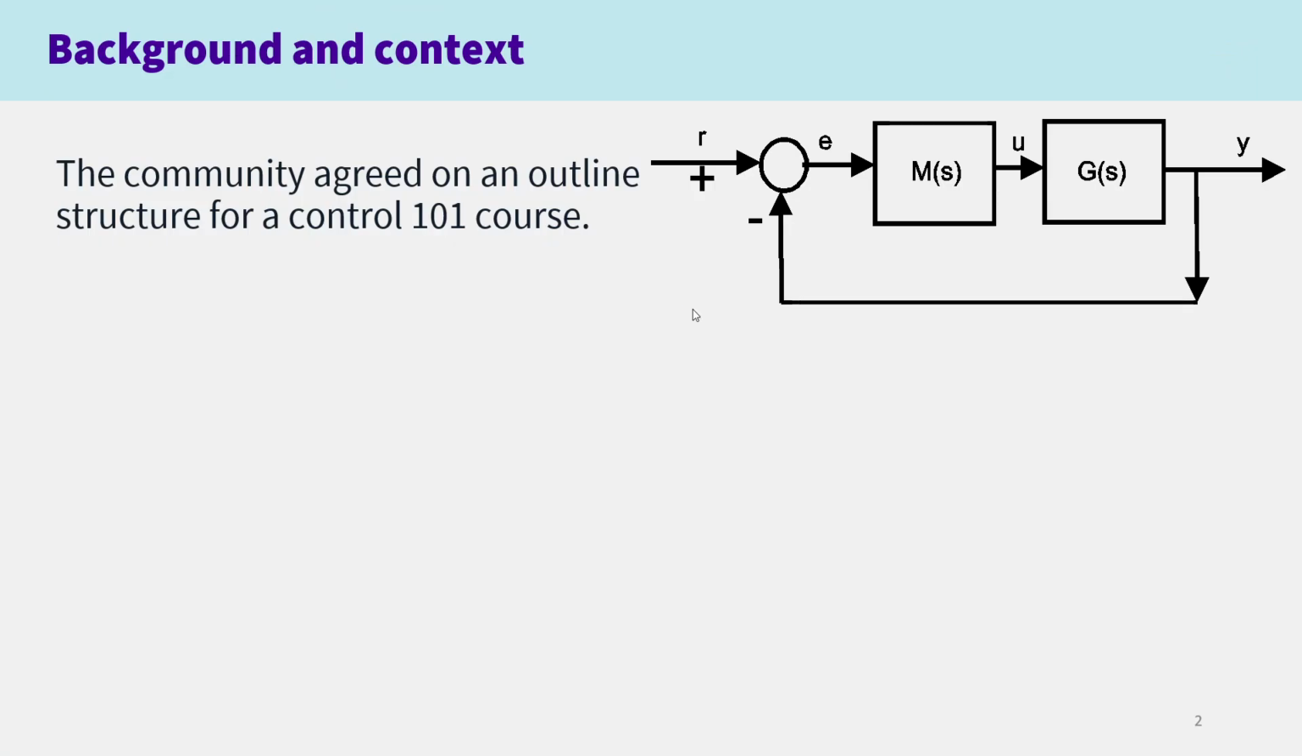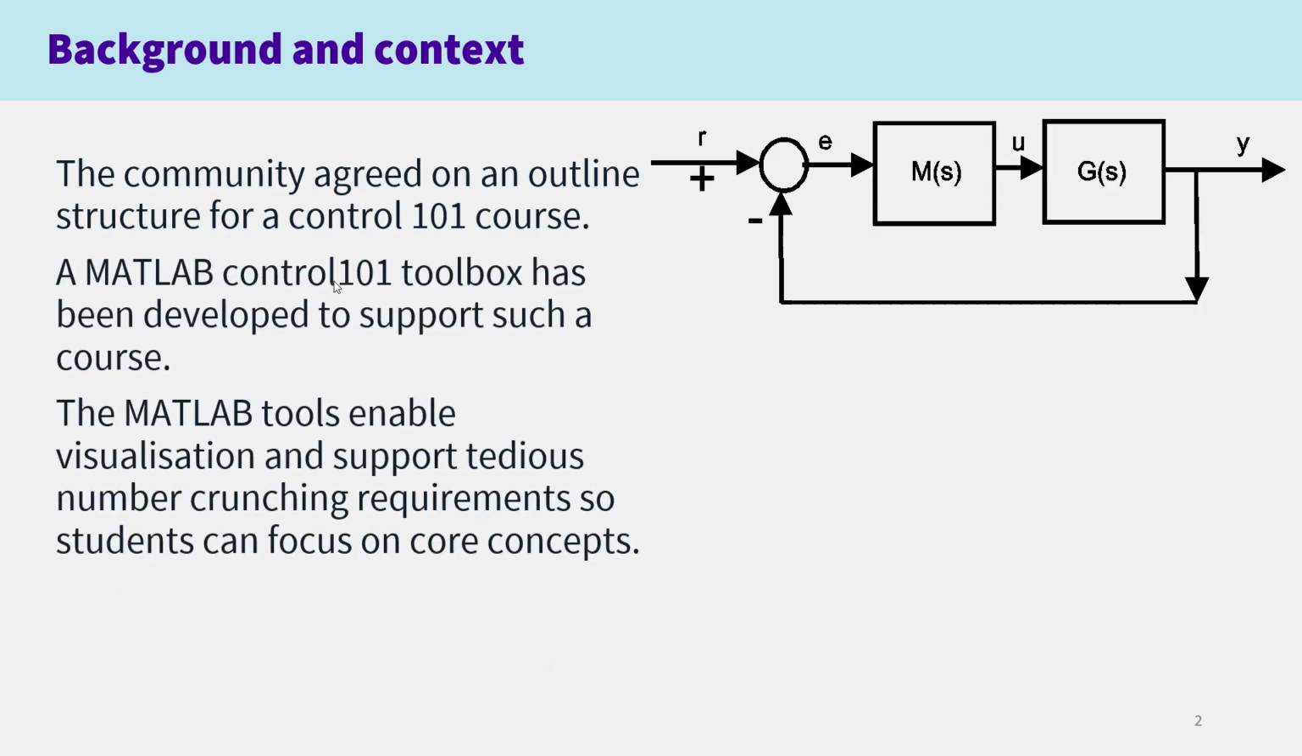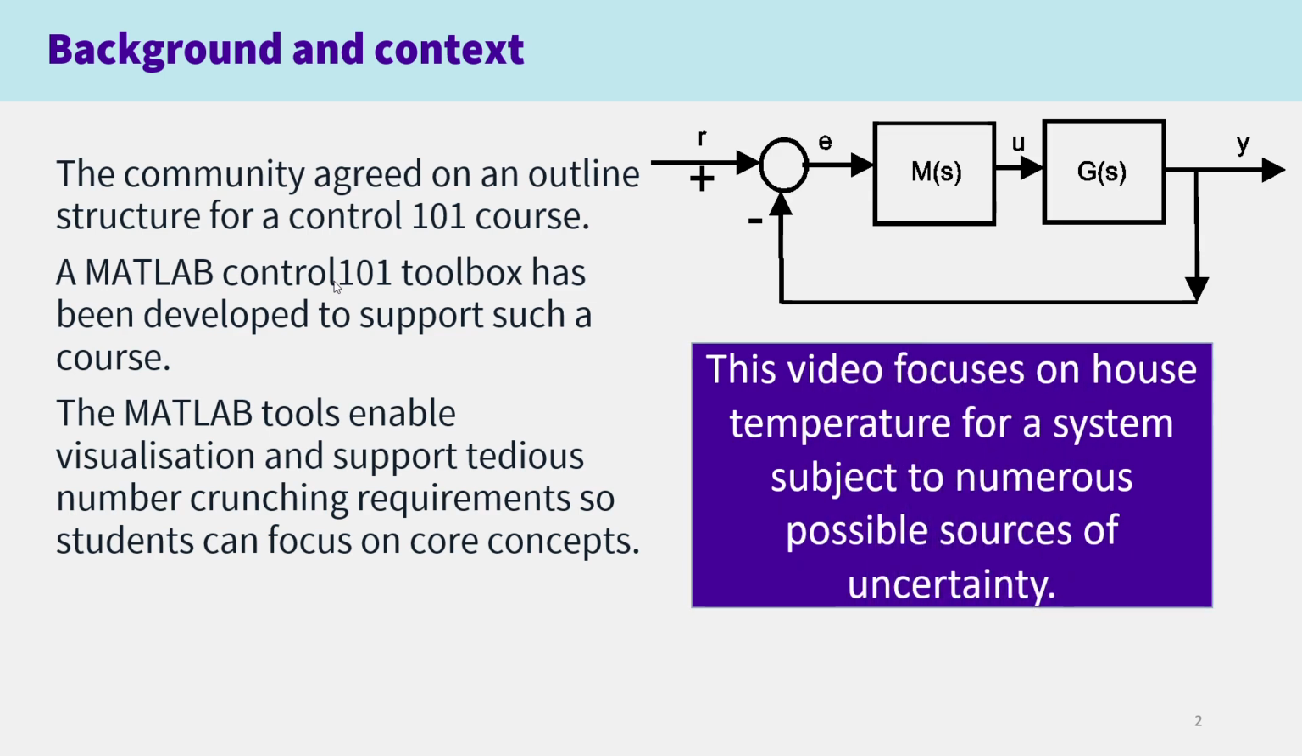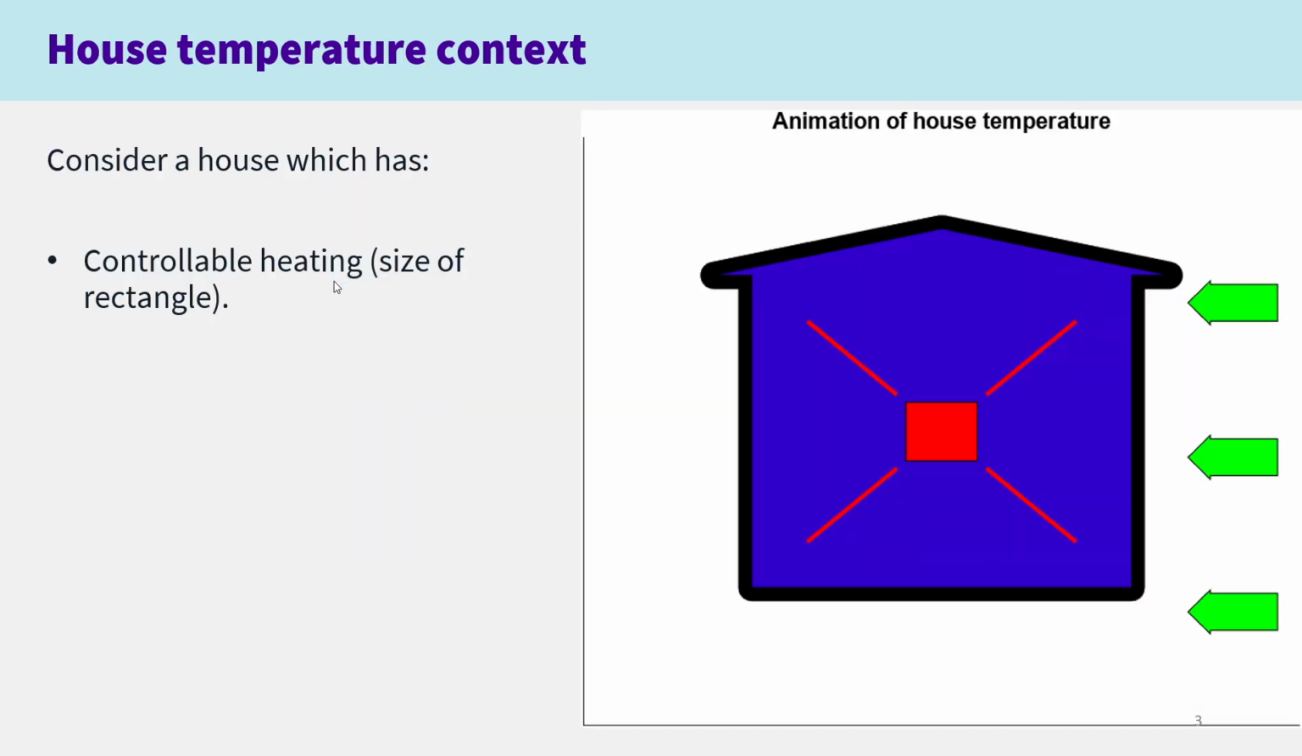So the community has agreed on an outline structure for a Control101 course, and the MATLAB Control101 toolbox has been developed to support such a course. This is because MATLAB tools enable visualization and support tedious number crunching requirements so students can focus on core concepts. So in this video we're going to focus on a house temperature system subject to numerous possible sources of uncertainty.